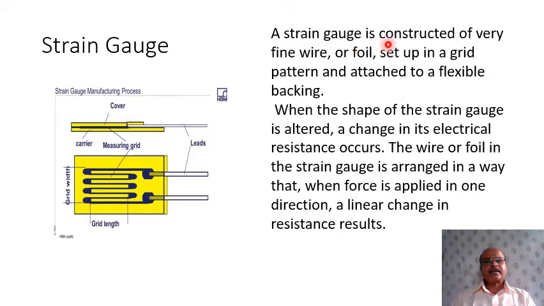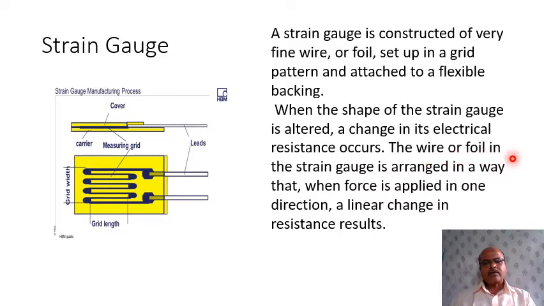A strain gauge is constructed of a very fine wire or foil set up in a grid pattern and attached to a flexible backing. Here the backing is not shown; in the next figure we will show what the backing is. This is called the backing. When the shape of the strain gauge is altered, a change in its electrical resistance occurs.